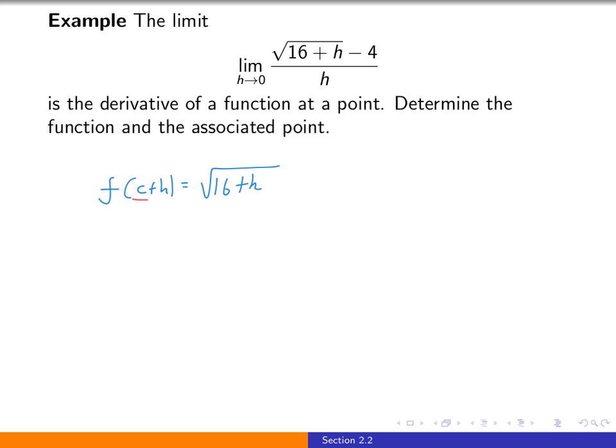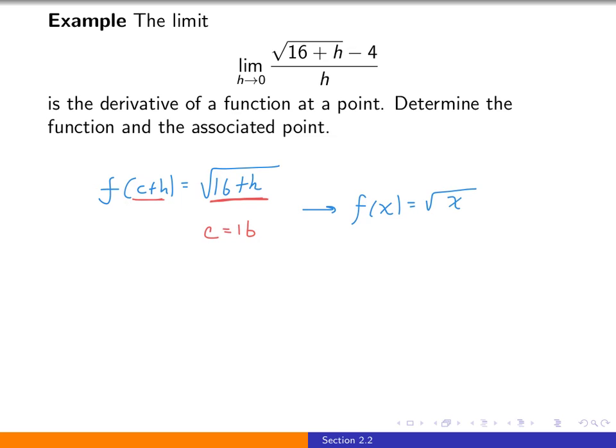So the c plus h that we're plugging into the function is going to be represented by the 16 plus h. So it appears that c is equal to 16, which is something we're going to check, and that 16 plus h is plugged into the function square root x. So f of x equals the square root of x.